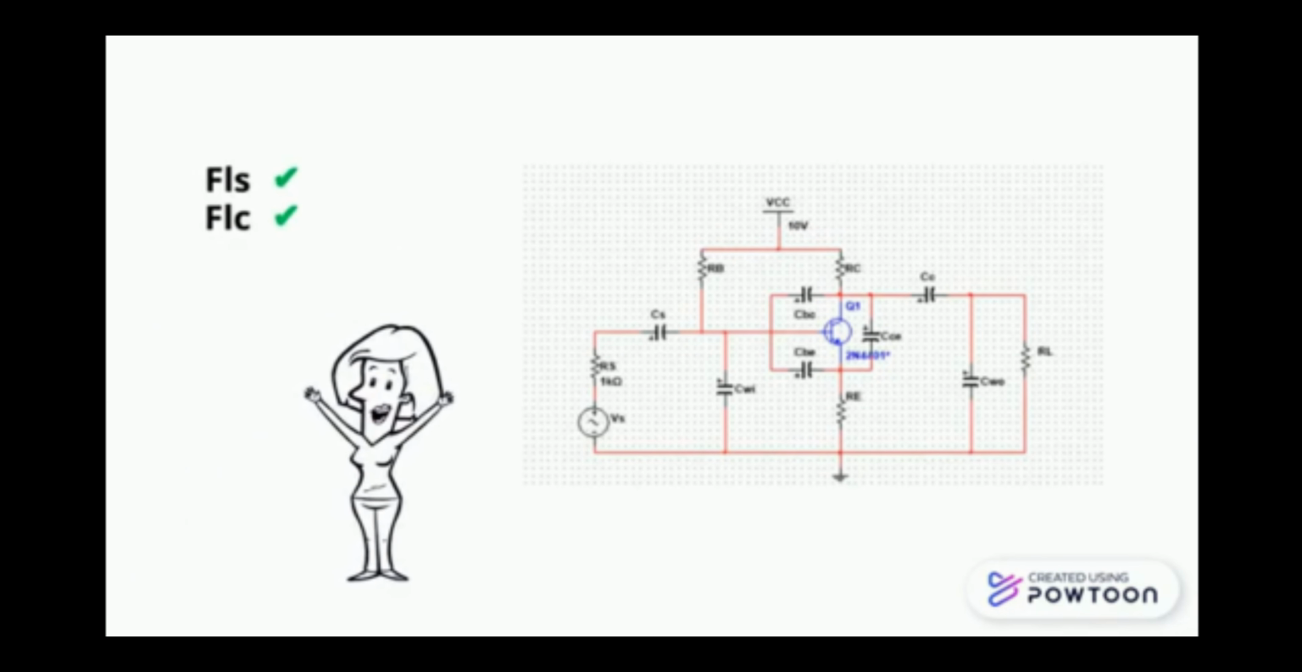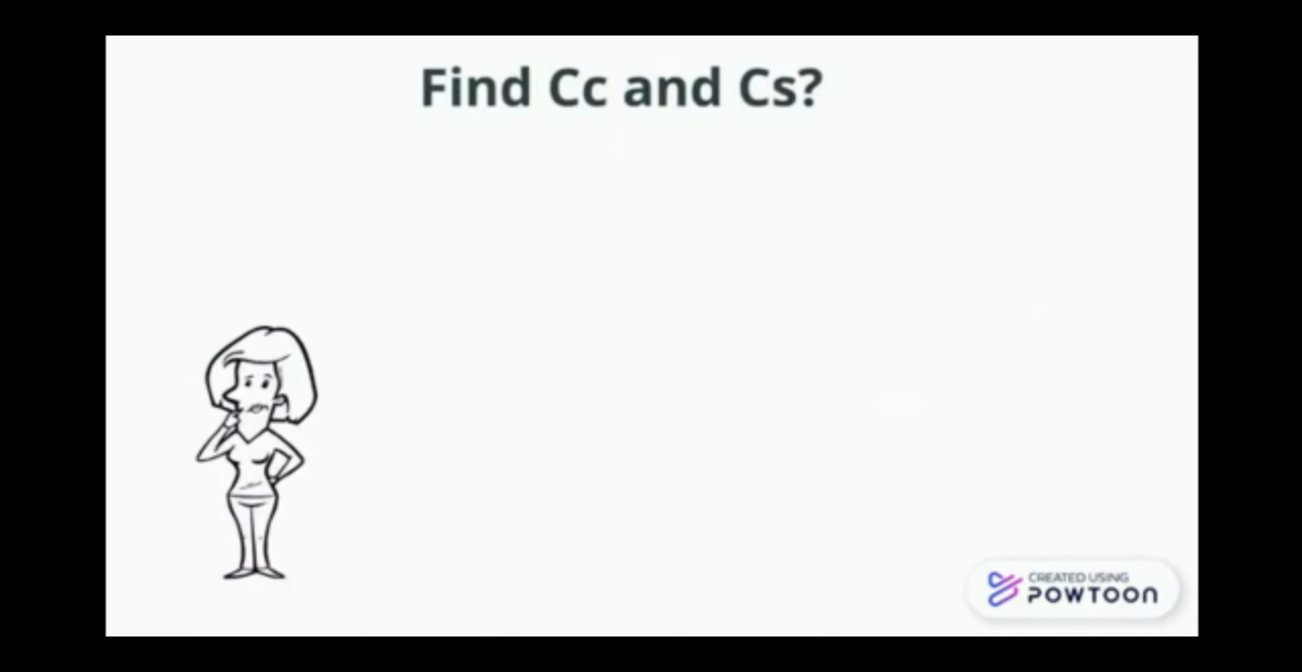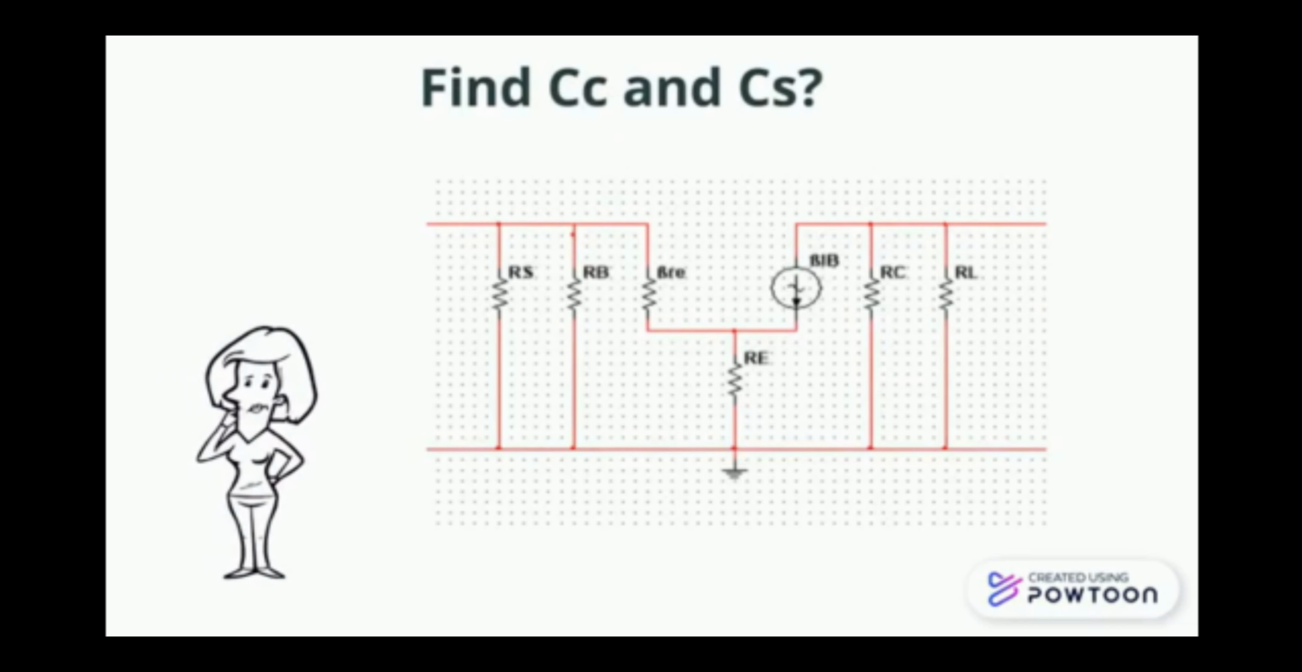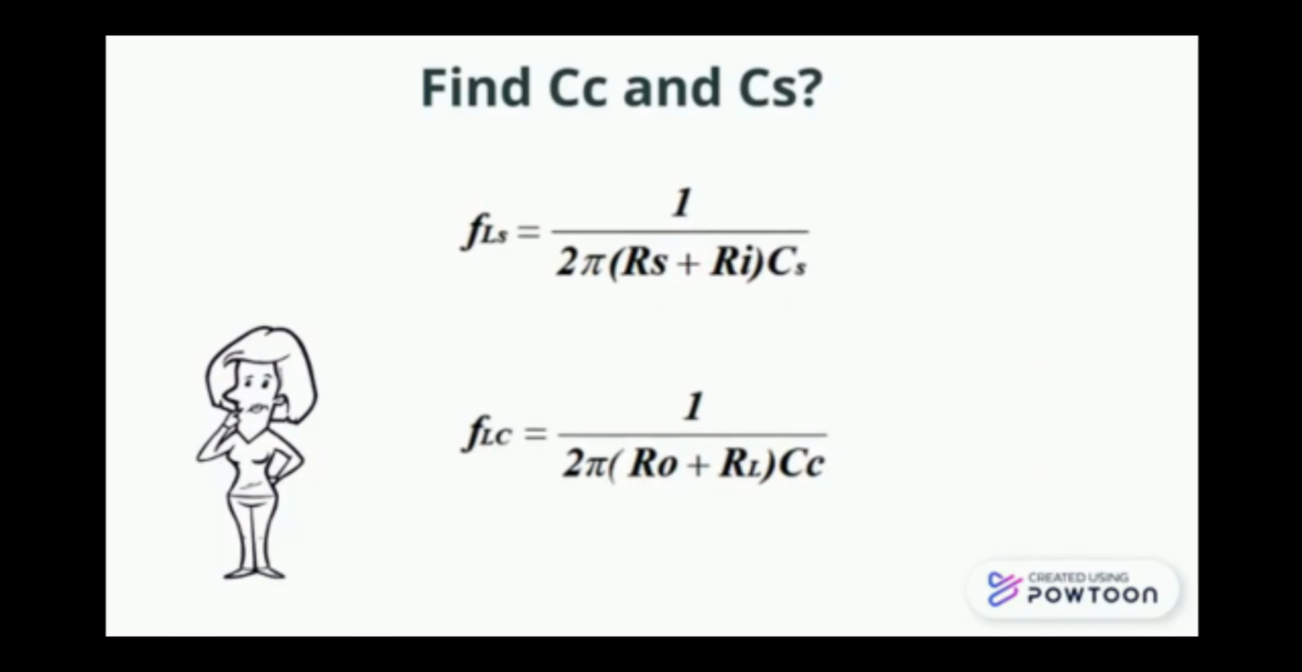In our circuit, FLS and FLC are provided, and we assume RS equal to 1K. Then we need to find the CC, which is the coupling capacitor, and CS, which is the capacitor at the source. To find the CS, we use the FLS formula, which is 1 over 2 pi times RS plus RC times CS. And for the CC, we use the FLC formula, which is 1 over 2 pi times RO plus RL times CC.